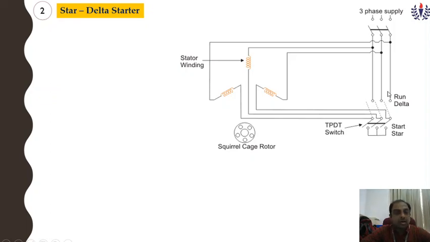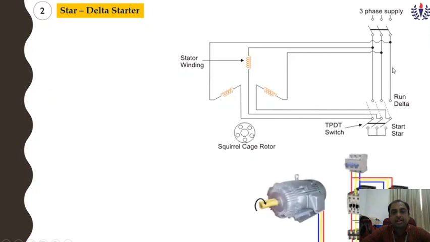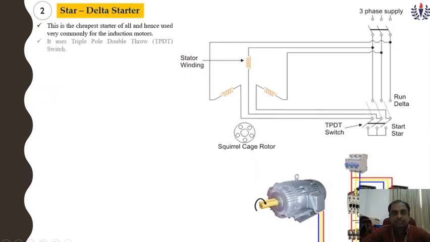When the switch is on the other side, that is delta, the winding gets connected in delta across the supply, so we can get the normal voltage. One winding will be connected in star, another winding will be connected in delta. This diagram will be explained in real time. These are the triple pole double throw switches.